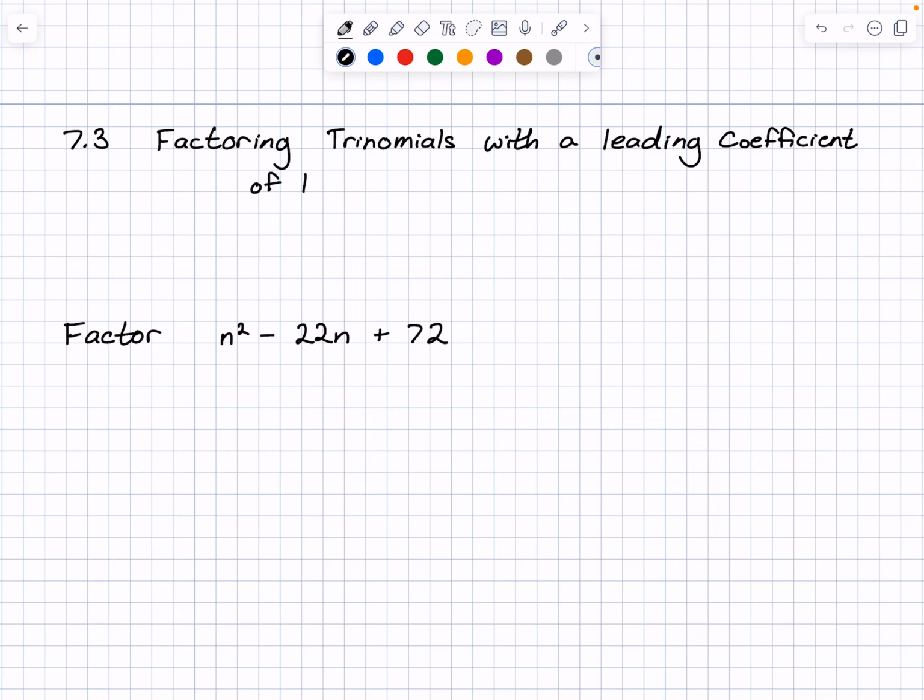This is section 7.3. It's called factoring trinomials with a leading coefficient of 1. Now, if you saw my video on section 7.2, we talked about how to know which kind of factoring to use. And if you remember, the last thing we learned was factor by grouping, and factor by grouping requires 4 terms. This one is different.